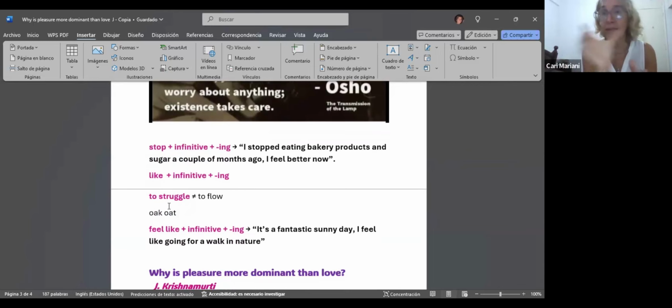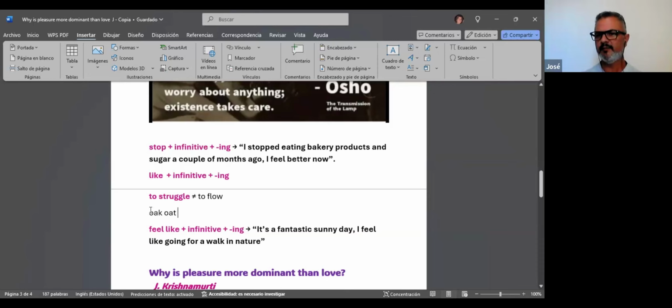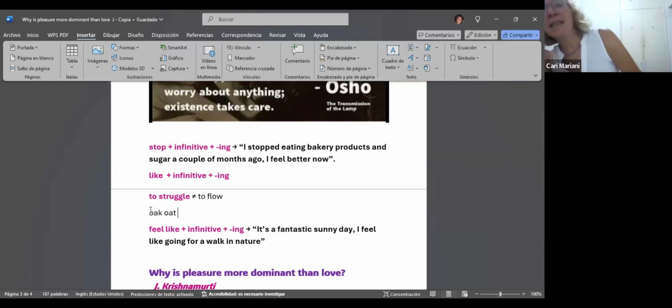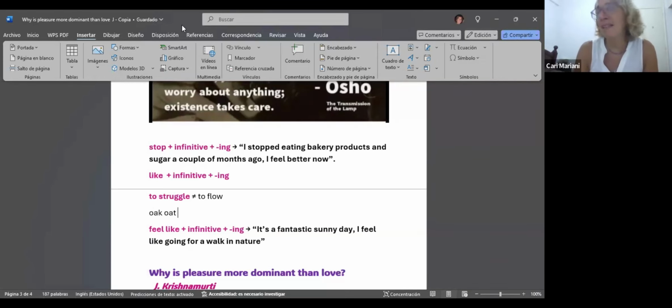Well, my friends, we were talking about the expression stop plus ing, and the other expression that has the same structure is with the verb like, for example: I like going for a walk, I like doing something. Or feel like. What is feel like? For example, it's a fantastic sunny day, I feel like going for a walk in nature. Feel like es tener ganas de, in Spanish. Feel like, the two together, is to want to do something. I feel like eating an ice cream, for example, or whatever.